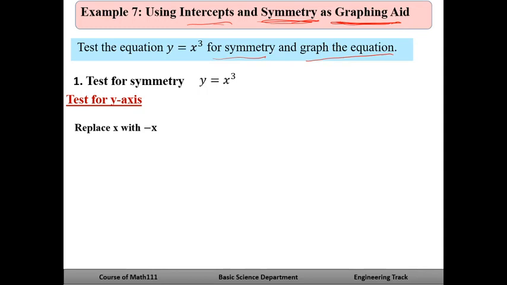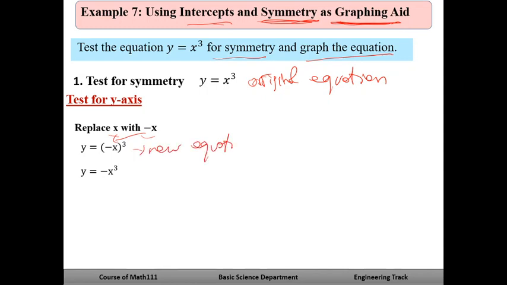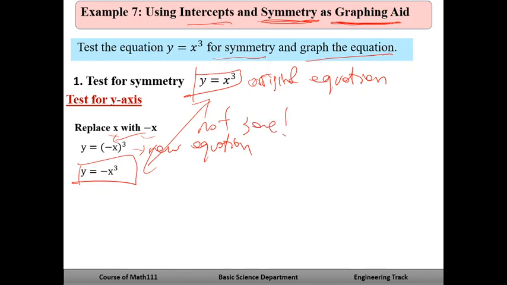symmetries. One is the y-axis, so you know it's x replaced with minus x. So this is the original equation, and x with minus x. And this is the new equation, right? It turns out to be y equal to minus x cubed. And these are not the same. So we say the test fails here.